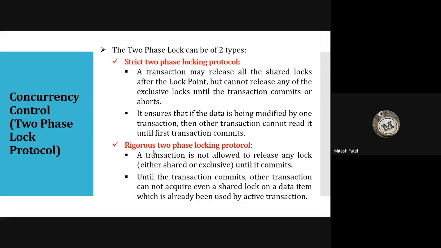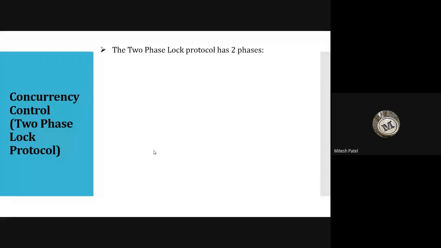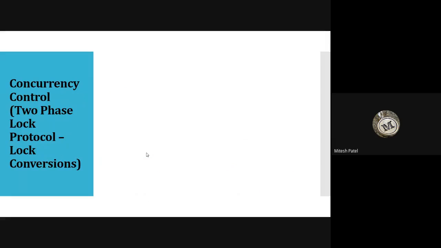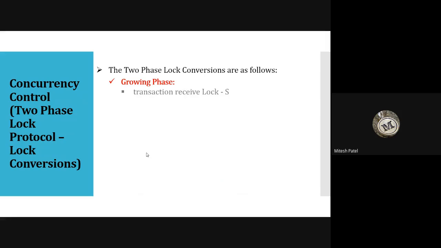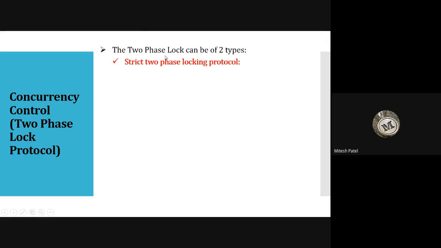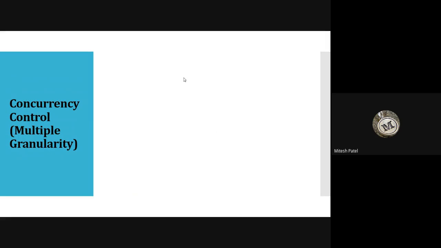Up to this you need to write. Again, I am repeating for the two-phase locking protocol, what you need to write. First, you need to explain two-phase, growing phase and shrinking phase. You may draw the diagram. You need to explain lock points, and then the lock conversion, upgrading and downgrading, briefly. Then the two types of locking protocols, strict and rigorous. Up to this you need to write for 7 to 8 marks.